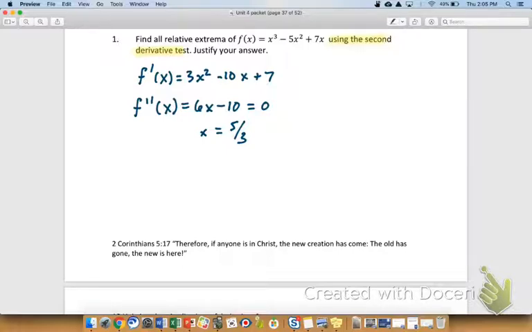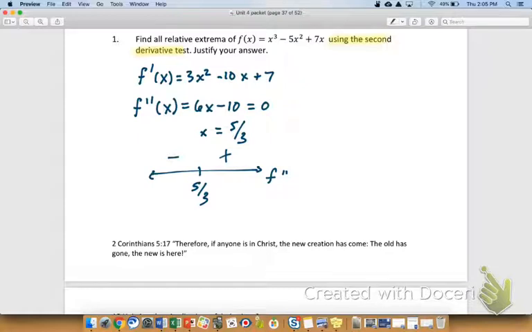So by the way, if I were to do this, and maybe I did take it further, and let's say I did a sign chart, and it would be an f double prime sign chart, and I put the 5/3 here. And let's say I found out that, let's see here, this would be negative and positive, I think. Let's say I did that. What would this tell me? This would definitely tell me something. What would it tell me? Concave up interval, concave down interval, right?